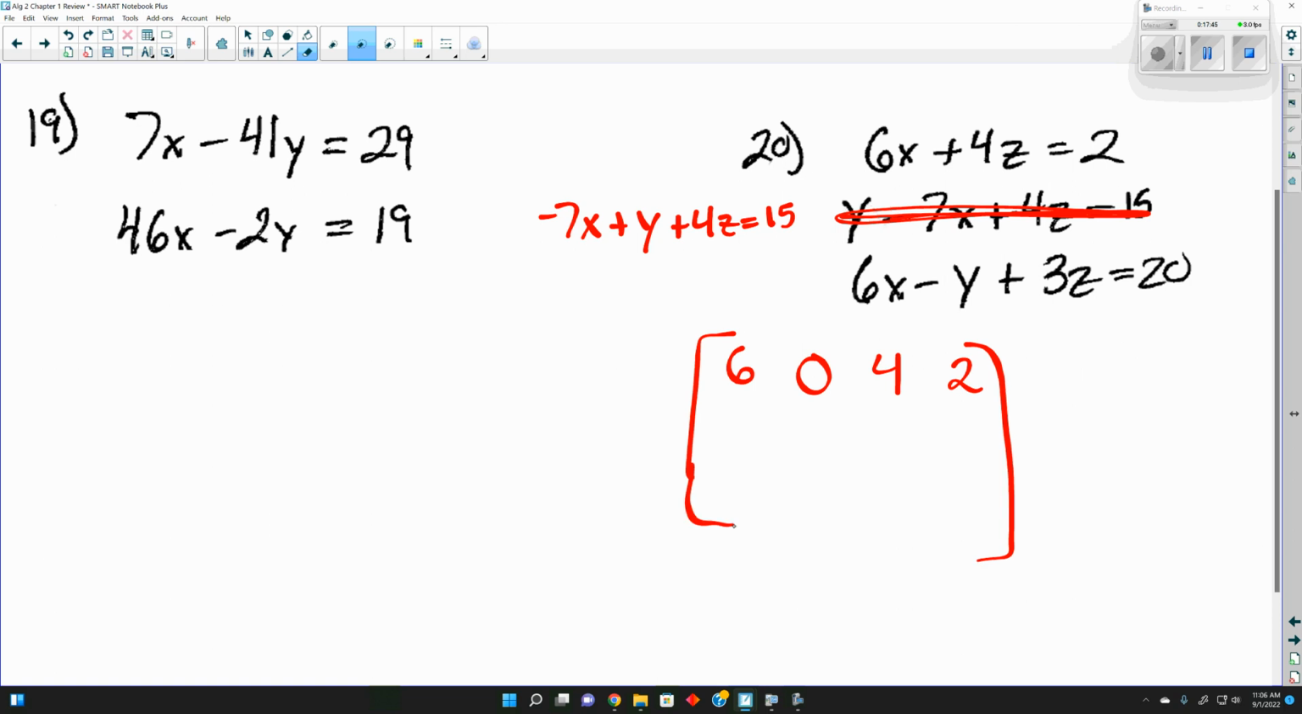Now we can do the next one. So our value for x is -7. The value in front of y is 1, and the value in front of z is 4. Now this is equal to 15. And last but not least, the value in front of x is 6, then -1, because we need the sign in front of it, then 3 and 20, guys. Any questions on how we wrote this augmented matrix?